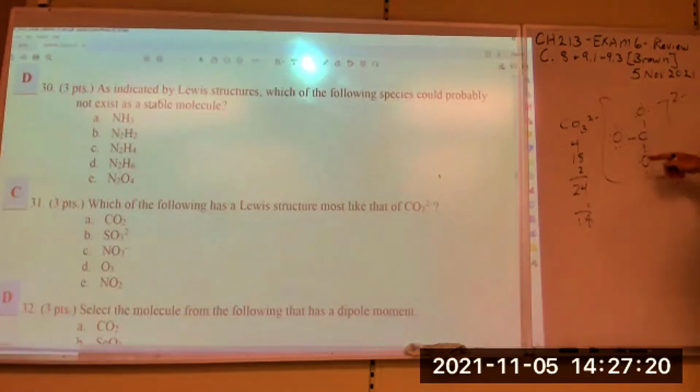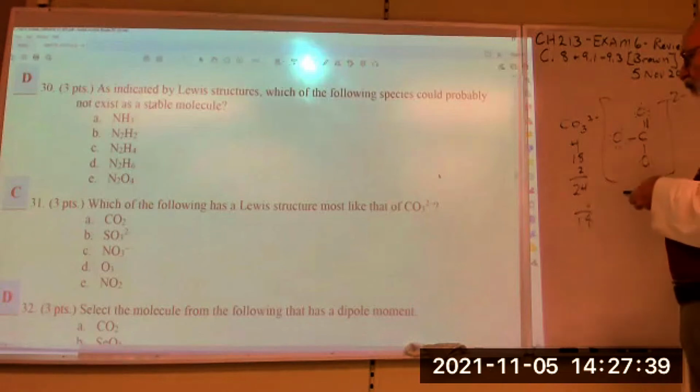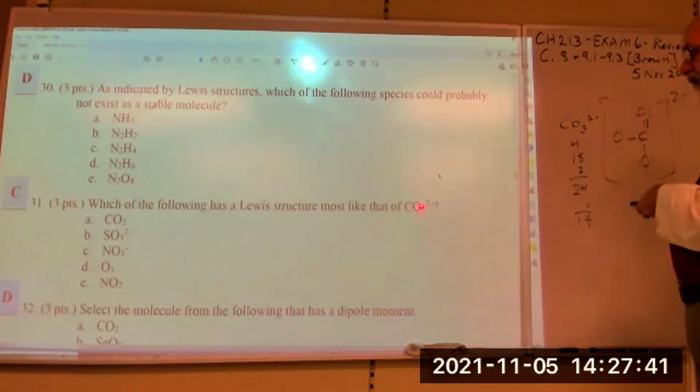Okay, we've got to make an octet out of carbon. So we could take one of these, make a double bond here. Or we could take a double bond there, a double bond there. So we got 3 equivalent structures that have to resonate with that one. The carbonate ion is stable. It's fine. Most like that is CO3 2 minus. Okay.